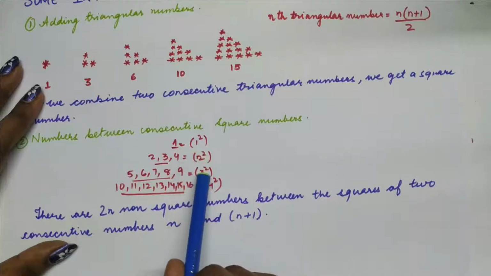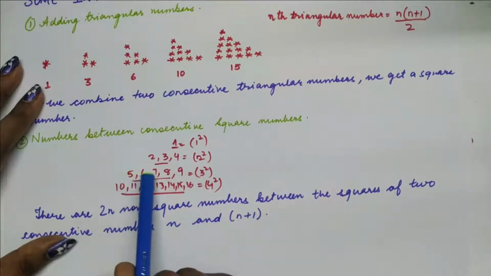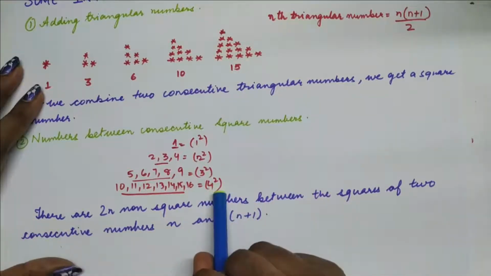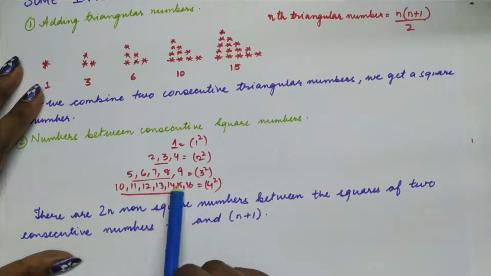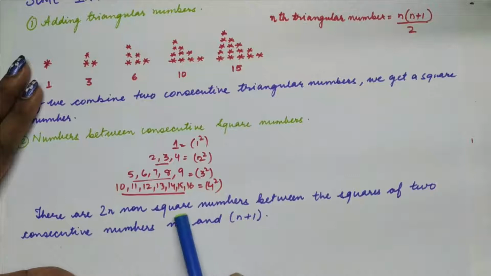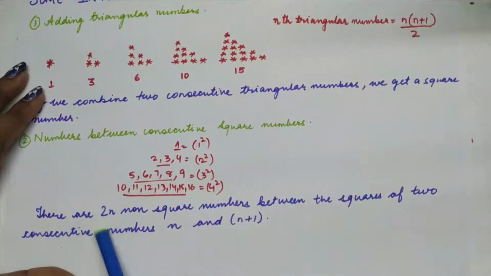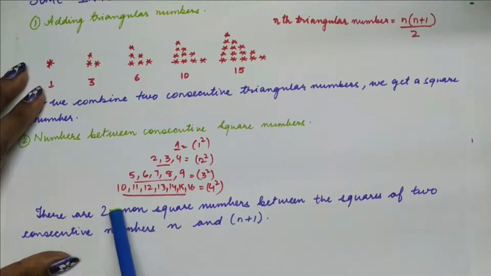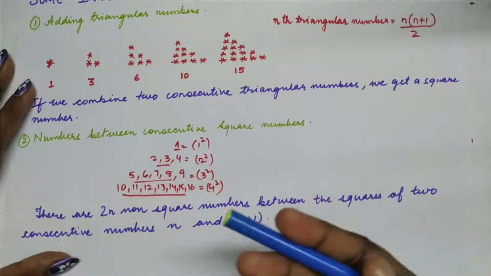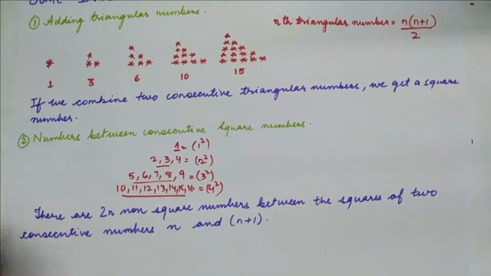So, between 2 square and 3 square, what are the numbers? 5, 6, 7 and 8. Similarly, 3 square and 4 square, what are the numbers between them? 10, 11, 12, 13, 14 and 15. So, you can see that there are 2n non-square numbers between the squares of two consecutive numbers. So, when any numbers n and n plus 1 are given, how many non-square numbers are there between them? 2 into n. So, these are some simple ways, formulas that you need to remember to solve the questions.